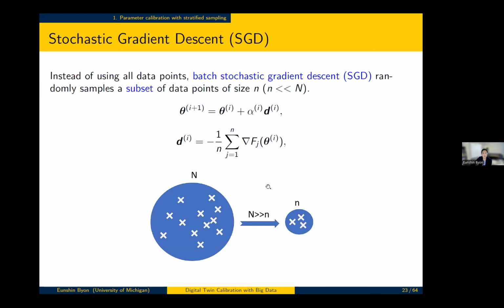So instead of using gradient descent, we can use stochastic gradient descent or batch stochastic gradient descent. So the idea is simple. Instead of running simulation at all data points, we can choose data points randomly. So we have a subset of data points of size small n, which is much smaller than the original data size. And we run simulation at this subset of data points to get the updating direction. SGD has been used in many machine learning models like deep learning, which is good.